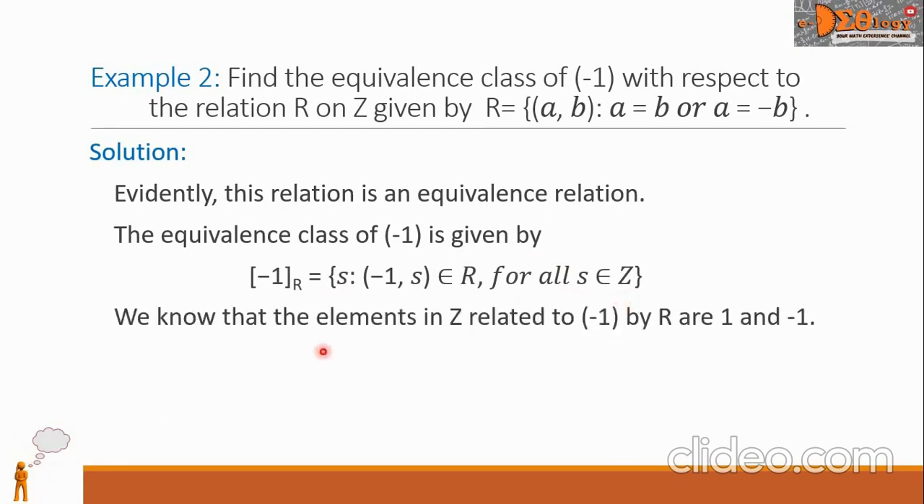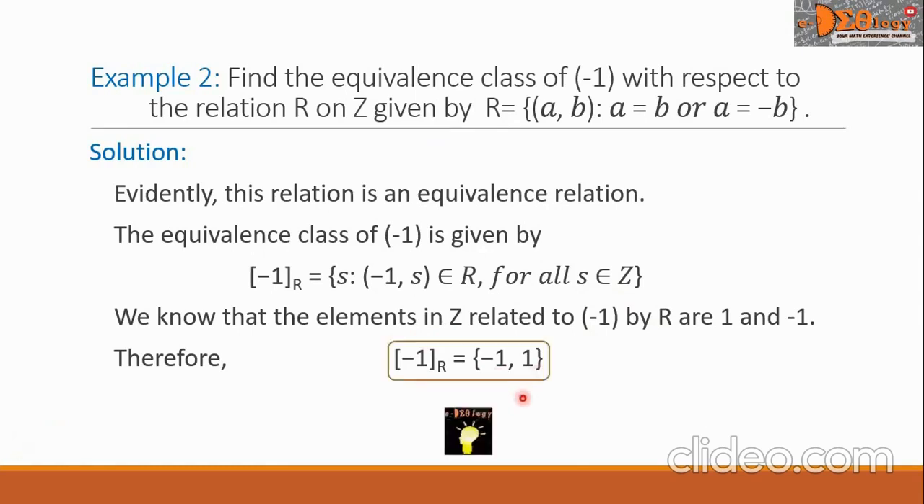We know that the elements in Z related to -1 by R are 1 and -1. Therefore, the equivalence class of -1 of the relation R equals {-1, 1}. This is the final answer.